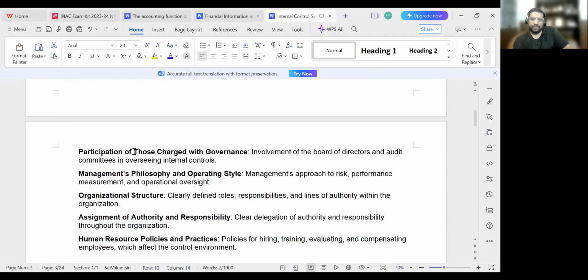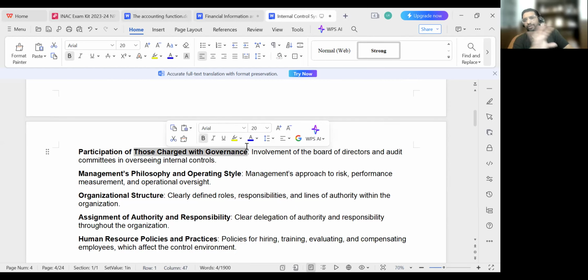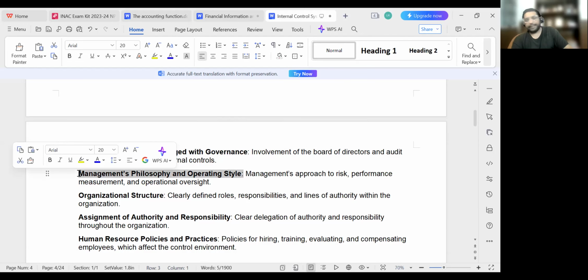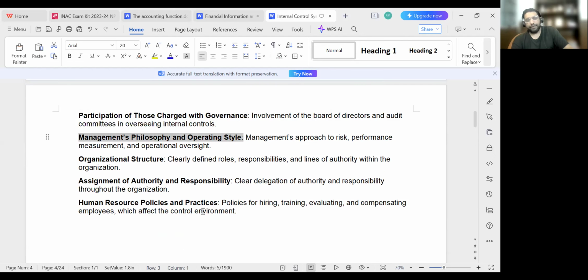Participation of those charged with governance. Those charged with governance are basically your board of directors. Okay? How much are they participating within the company? Are they interested in the affairs of the company? That's a question. Management's philosophy and operating style. Like I said, if the CEO is coming late, everyone's going to come late, and then it's going to be a norm.